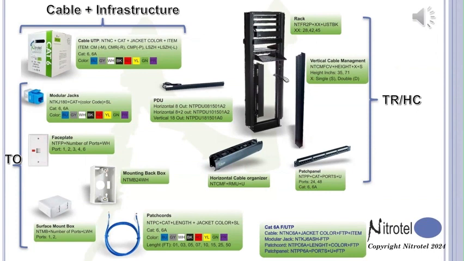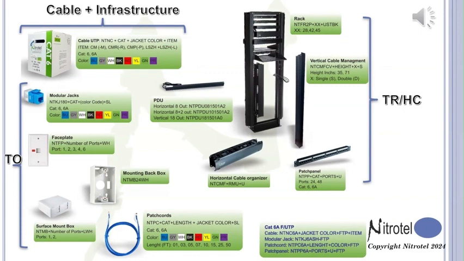That'll be a category 5E, Cat 6, Cat 6A, or Cat 8 cable. At the TO, the telecommunications outlet, we're going to have modular jacks. The modular jacks will snap into a faceplate or a surface mount box to provide connection to the equipment at the work locations. There'll be patch cords to connect from the modular jacks to the equipment in the work area.